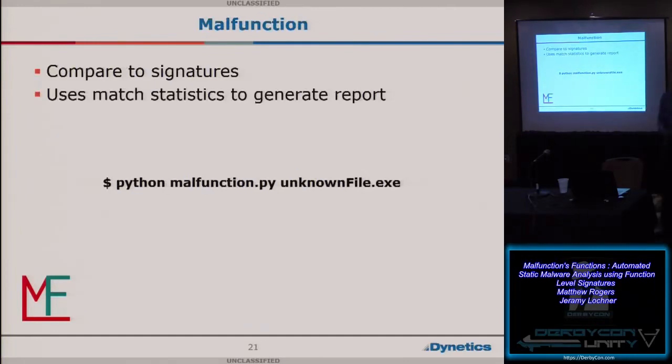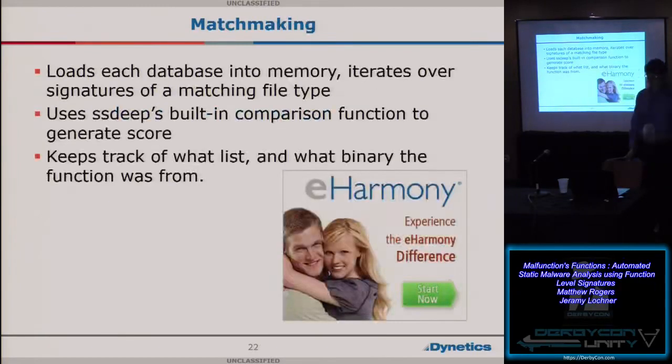Malfunction is very simple to run. All you really have to do is give it the Python malfunction command, then give it a file name, and from there we can do some analysis and run some tests on it. Once you give malfunction an unknown file, it will load each database into memory, and then iterate over all signatures of a matching file type.